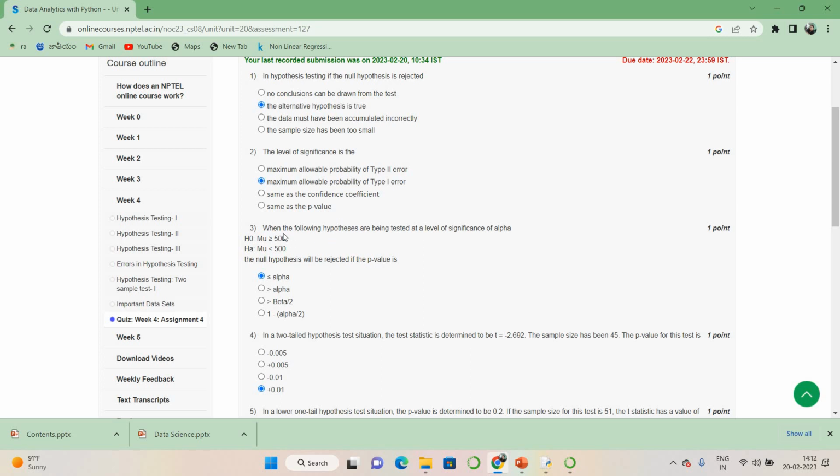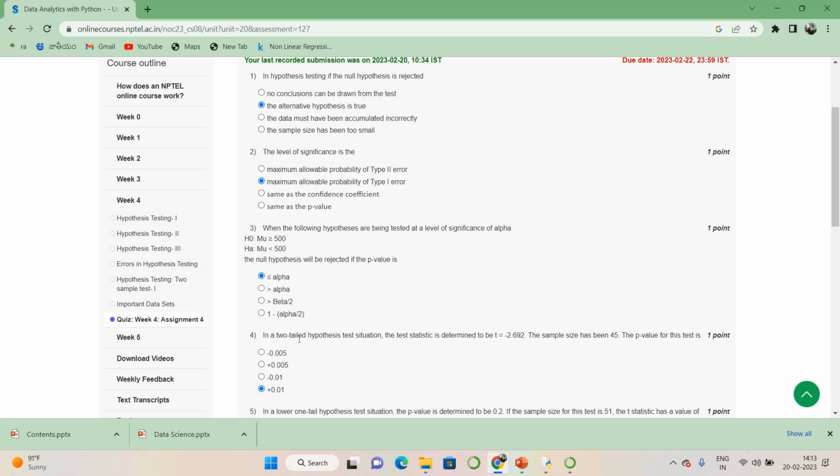Now coming to question number 3. When the following hypotheses are being tested at a level of significance of alpha, H0: mu greater than or equal to 500, HA: mu less than 500, the null hypothesis will be rejected if the p-value is less than or equal to alpha. So option A is the correct answer.